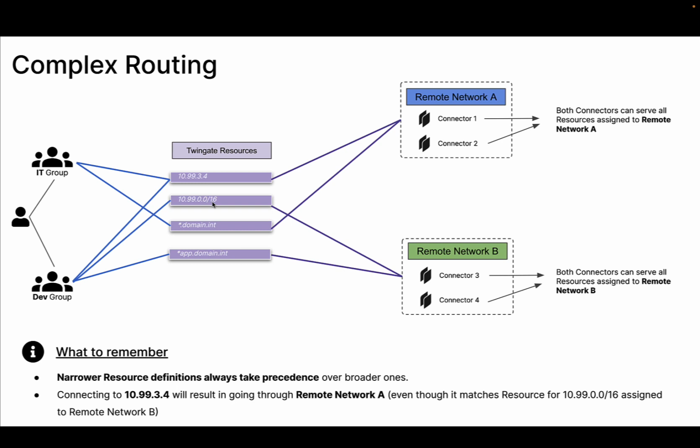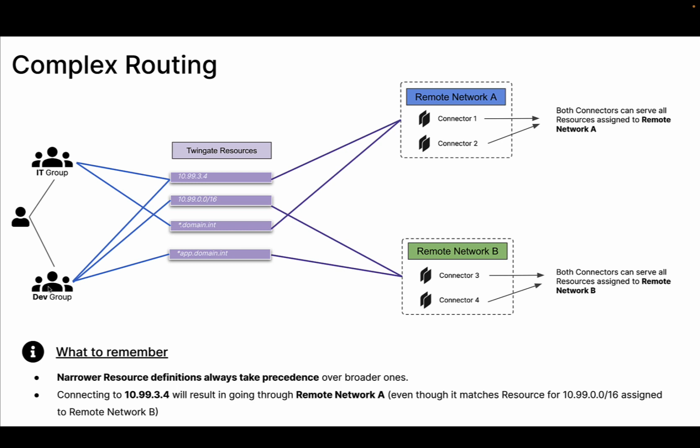So the way to think about routing in this case is that what takes precedence is always the narrowest resource definition. So if a member of my dev group here connects and uses, say, SSH to connect to a Linux server at 10.99.3.4, even though technically they have access to both of those rules, the narrowest of all resources that match the traffic pattern is 10.99.3.4, which means that this resource here will not create an ambiguity. This resource is the one that is going to determine routing, and routing to this IP is going to be handled by any of the connectors in remote network A.